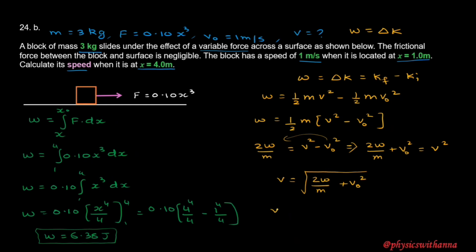Now substitute v equals square root of 2 times the work done, which is 6.38, over the mass of the block, which is 3 kilogram, plus 1 squared, which is the initial speed. And when you solve this, you get the final speed of the block to be equal to 2.72 meter per second.